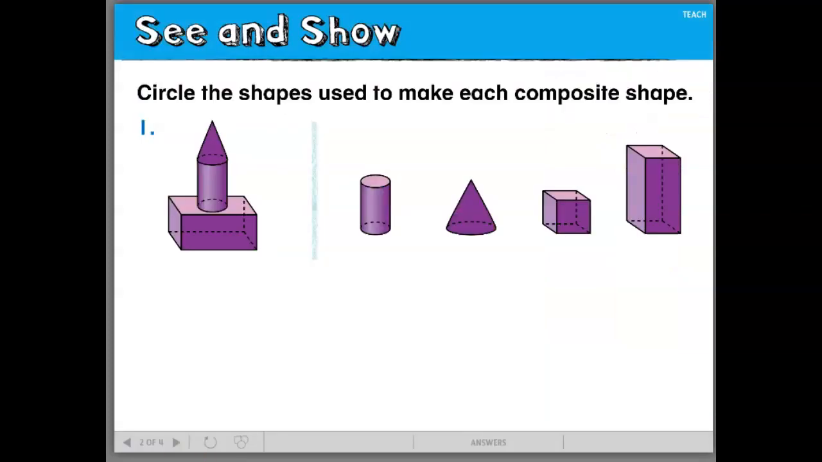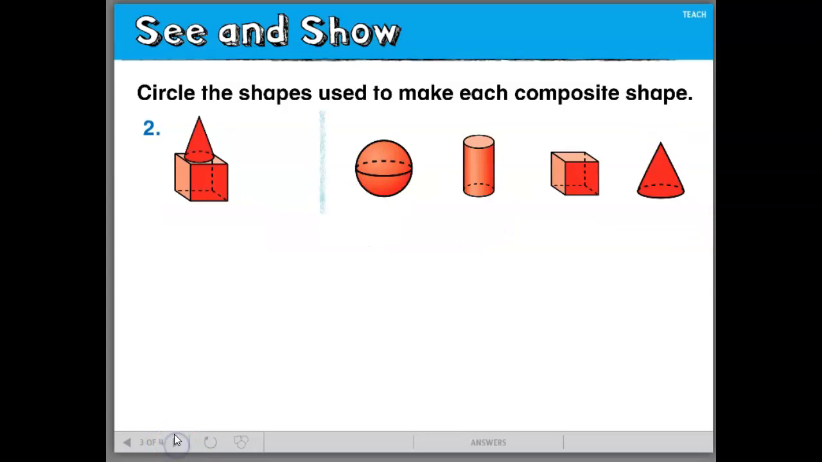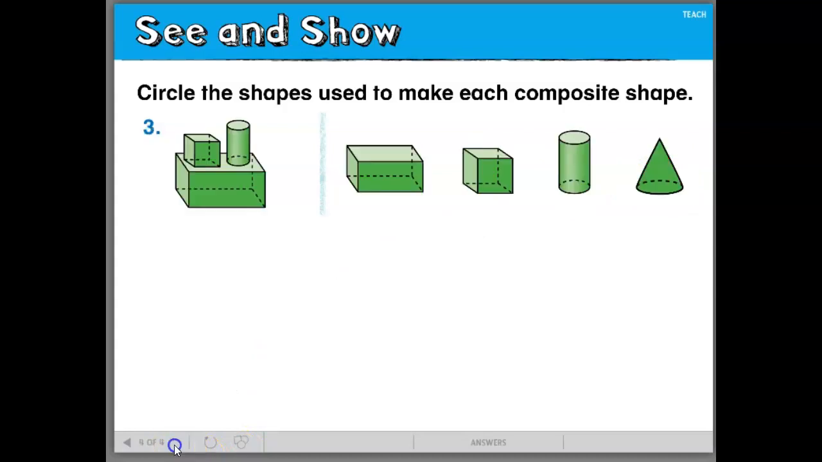See if you can identify the shapes they used to make a couple more composite shapes. Which shapes did they use to make this composite shape right here? They used a cylinder, a cone, and a rectangular prism. What about for this one? What shapes did they use? They used a cube and a cone to make this composite shape. And this green one, what did they use? We have a rectangular prism, a cube, and a cylinder.